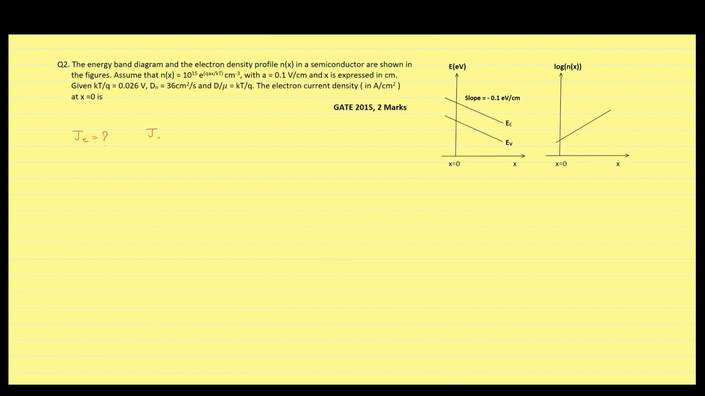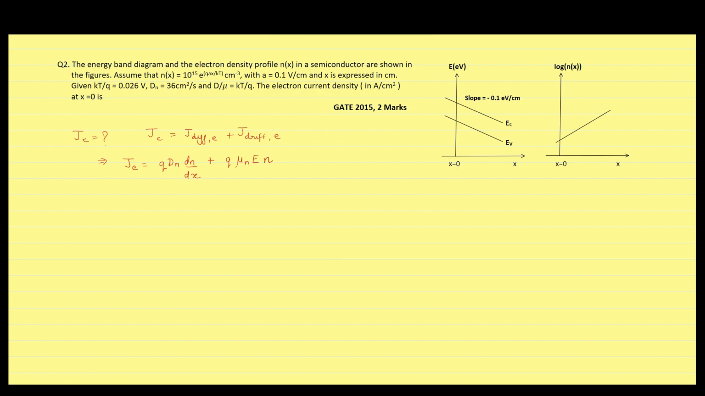We know that electron current density is sum of diffusion current density due to electron plus drift current density due to electron. Diffusion current density due to electron is equal to Q multiplied by diffusion constant of electron into concentration gradient of electron, and drift current is equal to unit electronic charge Q multiplied by mobility of electron multiplied by electric field multiplied by free electron concentration.